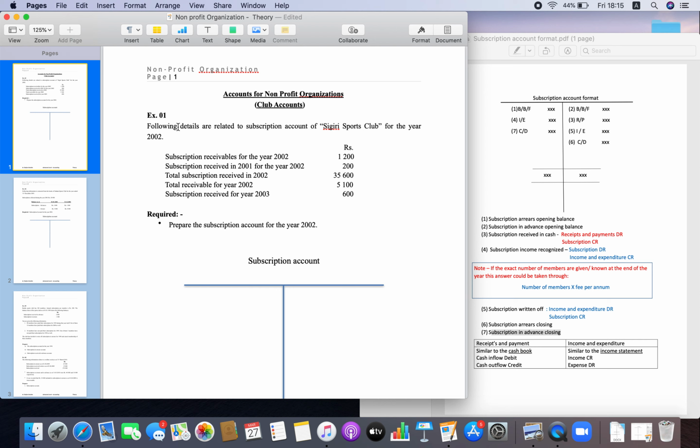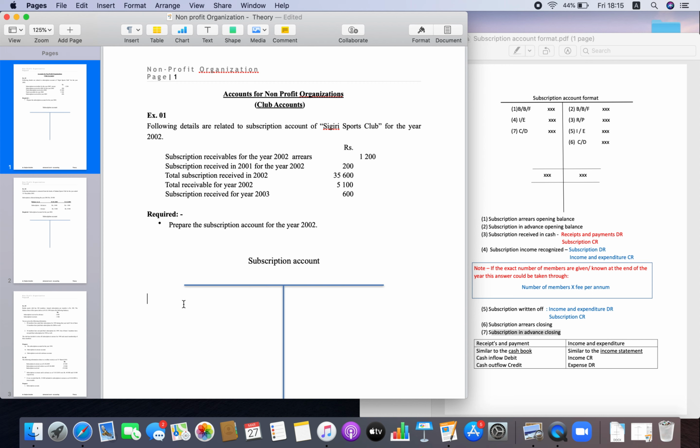Following are details related to subscription account of Sigiri Sports Club for the year 2002. So remember, we are going to do this question for 2002. Please underline that year and keep. Number 1, subscription receivable. In your tute mark there and keep. Receivable means it's in arrears. Now remember, if subscription is in arrears, when you look at the format over here, subscription arrears opening balance should always come on the debit side.